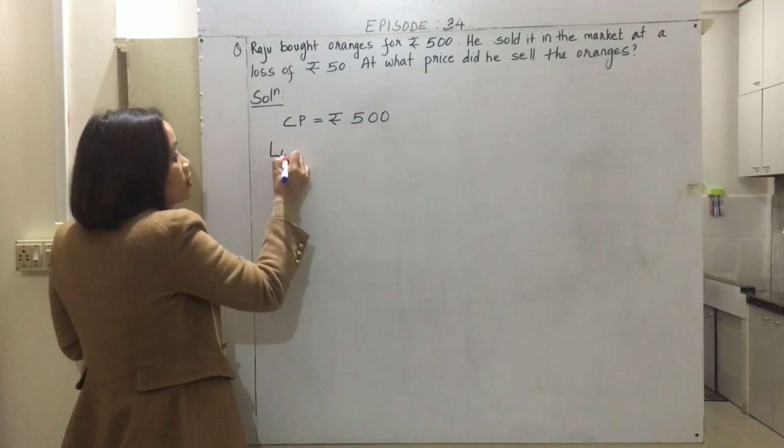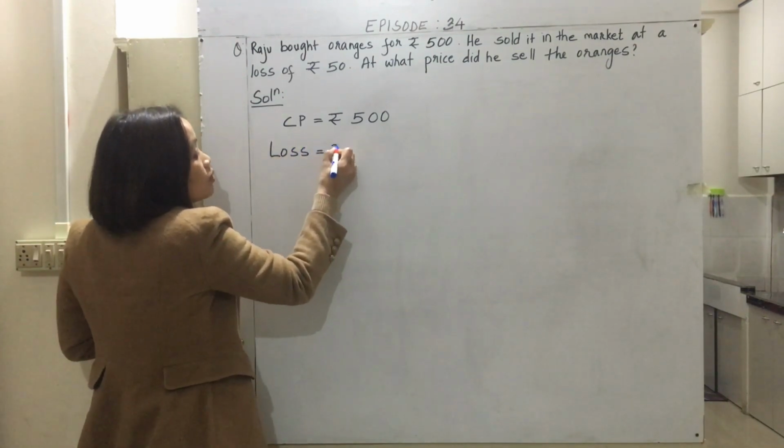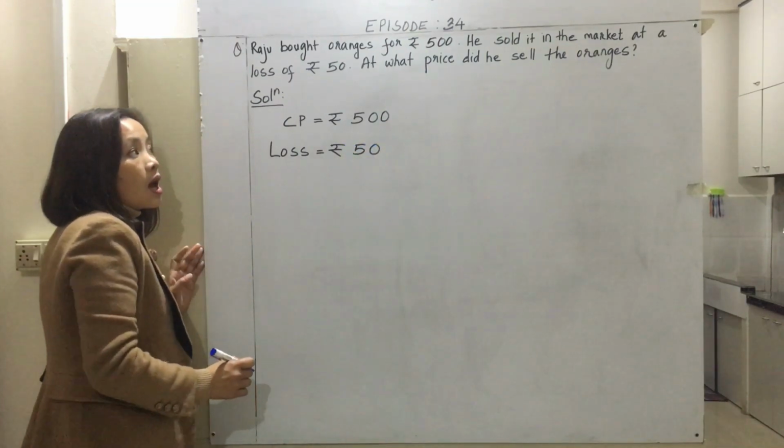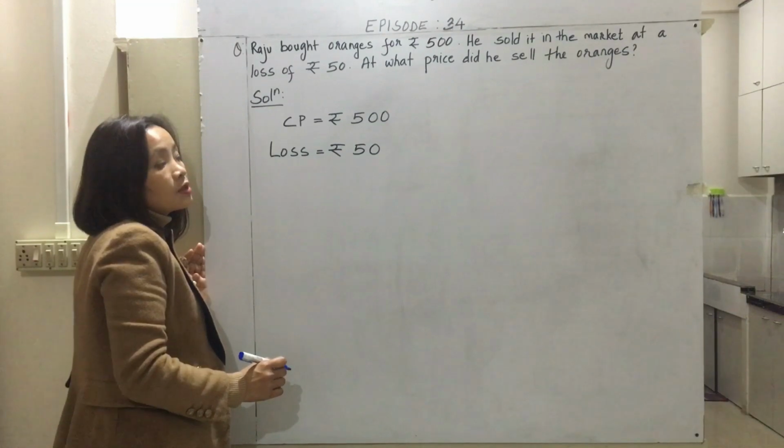So we will write loss is equal to rupees 50. Then what did the question ask? At what price did he sell the oranges?